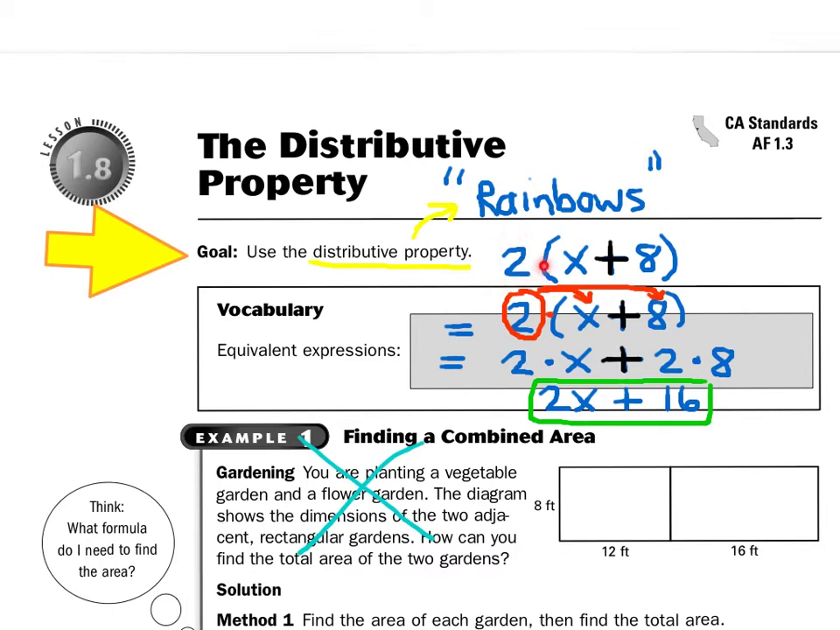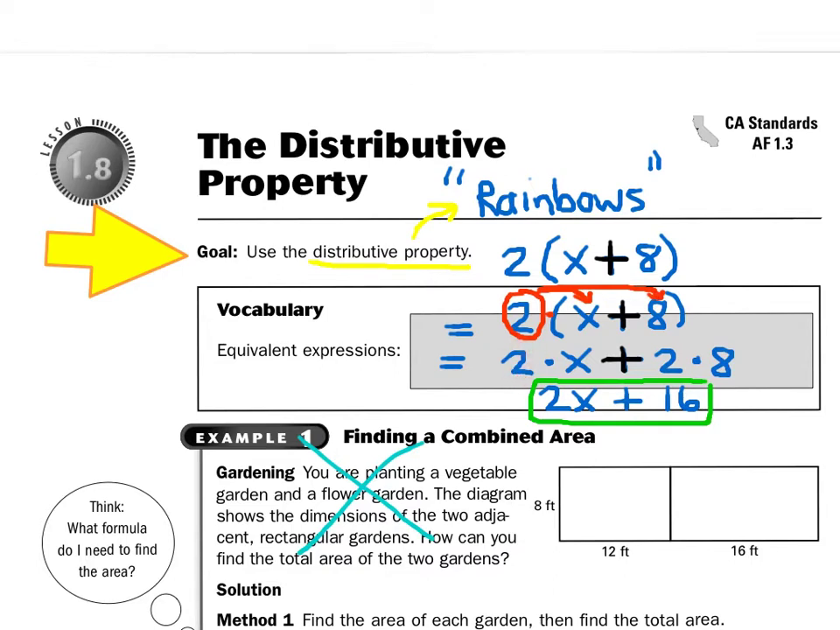Let's say I had 2 times the quantity, and notice the quantity means parentheses, x plus 8. Well, there's another way in algebra to write that. I want you to use your red and circle the 2. And remember, when the 2 is right next to the parentheses and there's nothing in between, that means multiply. So I want you to circle the 2 and draw a rainbow to the x and draw another rainbow to the 8.